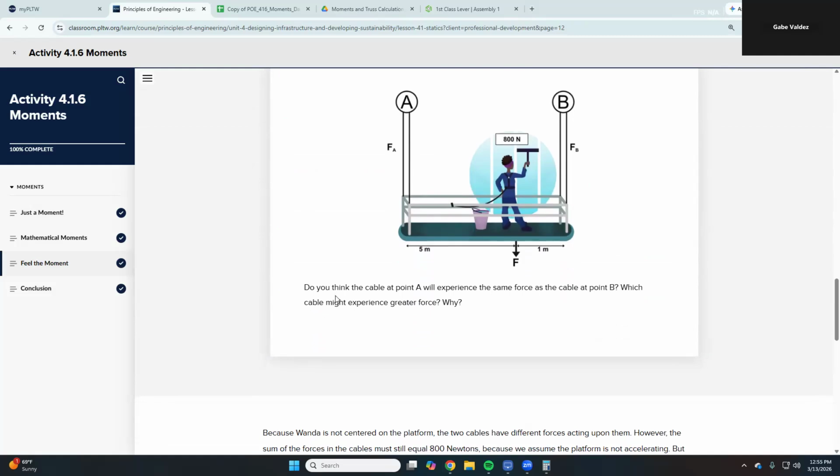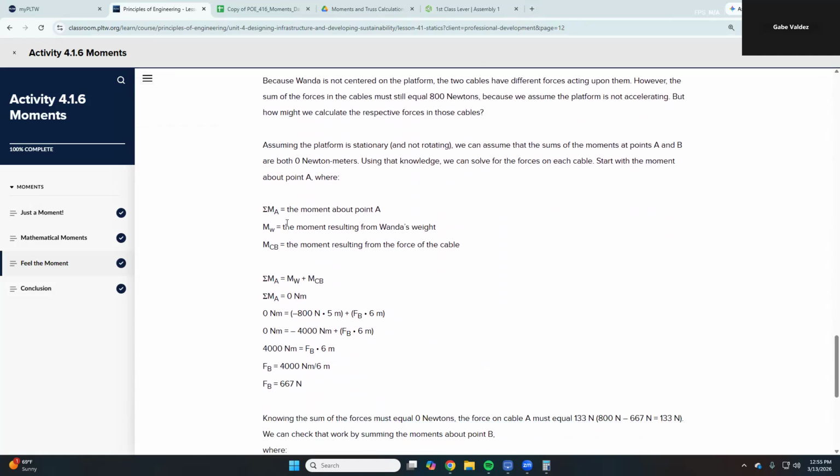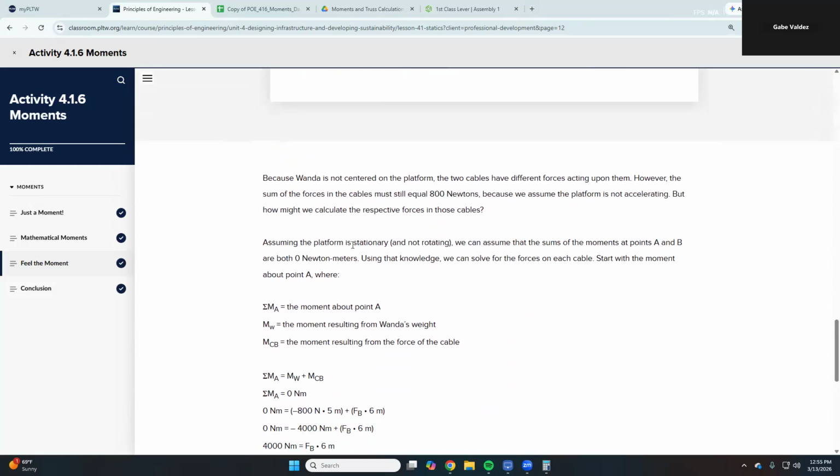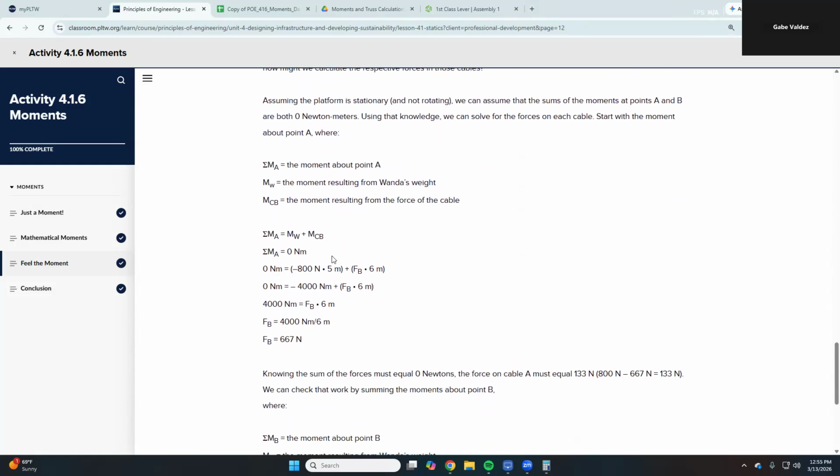And so we get to that question: do you think the cable at point A will experience the same force as the cable at point B? Some students will say yes. But when you do that meter stick activity, where you hold that 5-pound weight or whatever you have, they can feel a difference when they swap places and they go, oh, it's not the same. And then mathematically, we can show that. Okay, so they went ahead and worked that out.